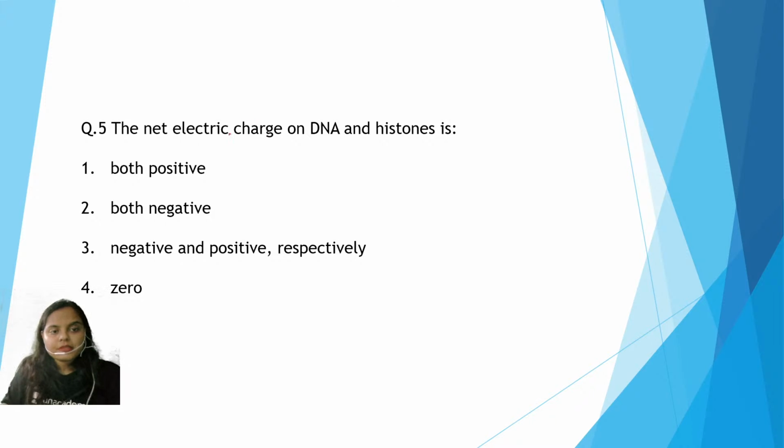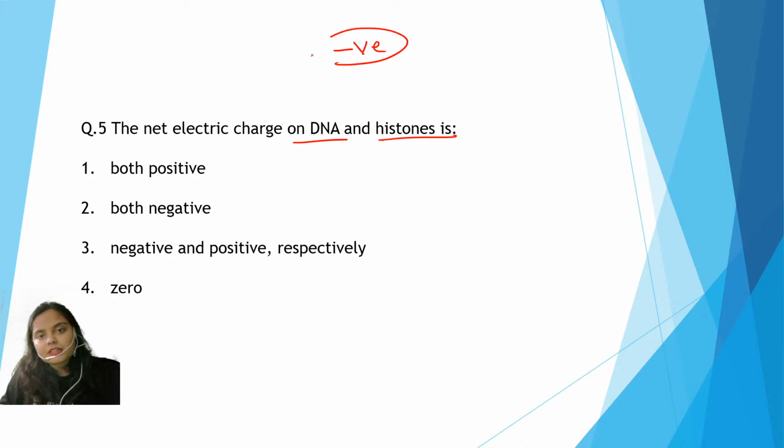Next question. The net electric charge on DNA and histone is: both positive, both negative, negative and positive respectively, or 0. So guys, you have to identify the charge on DNA and histone. And this we have discussed multiple times. I've told you that the charge on the nucleic acid, be it DNA, be it RNA, is negative, and the reason for this negative charge is the presence of the phosphate ion.